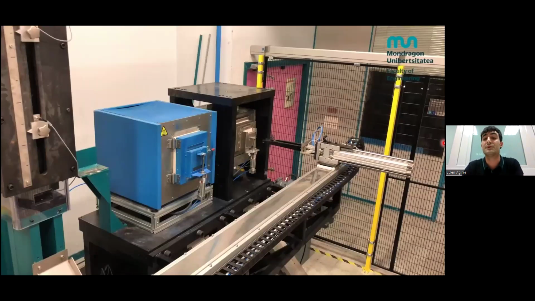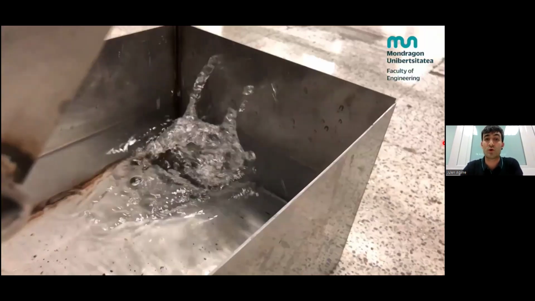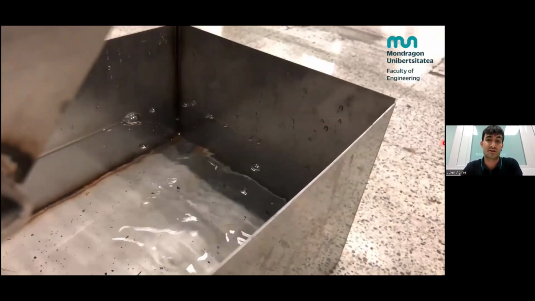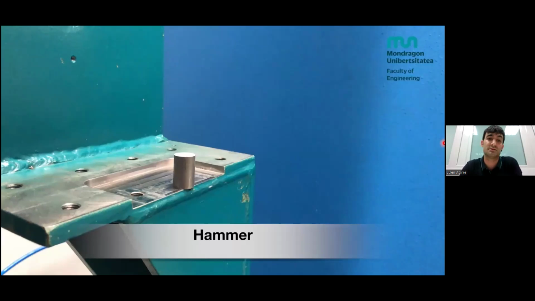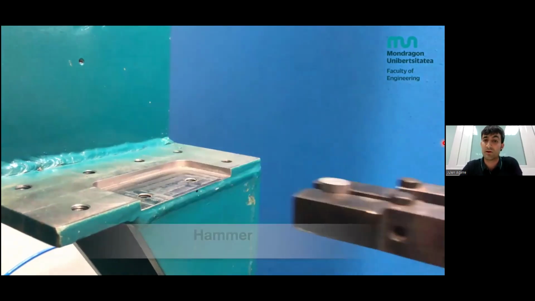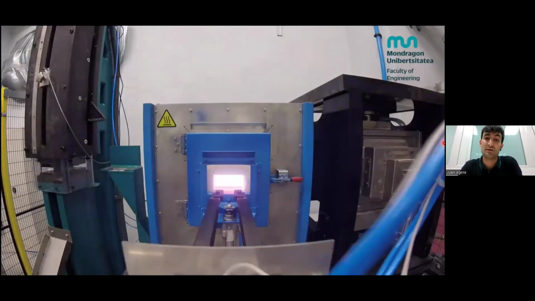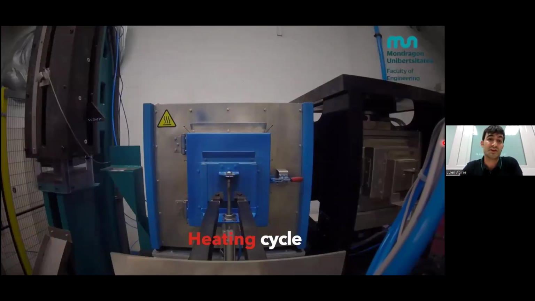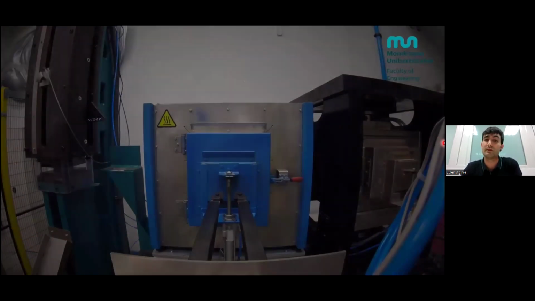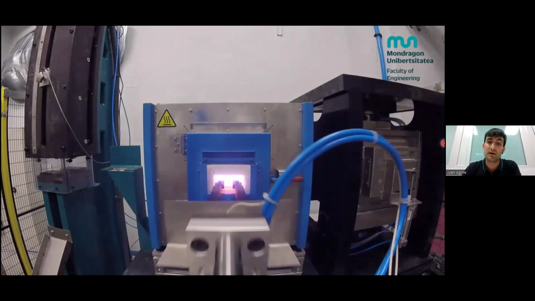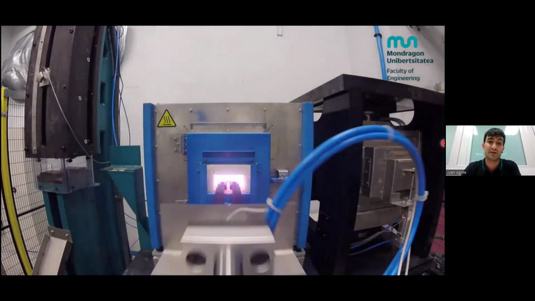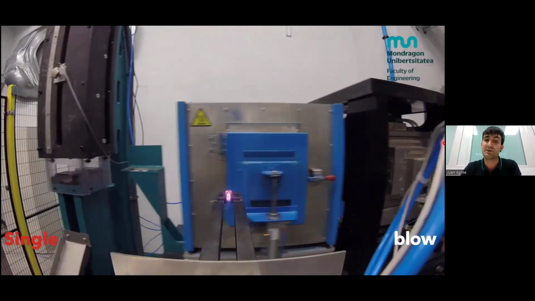After the test is completed, the sample is quenched in water to freeze the microstructure to characterize dynamic recrystallization kinematics. And the same for the hammer test. We pick the sample from the initial position, move it to the principal furnace to heat it up, and then move rapidly to the testing position for the high-speed hammer blow.